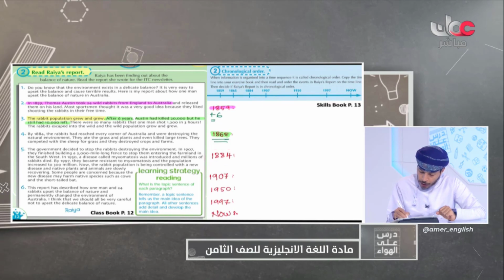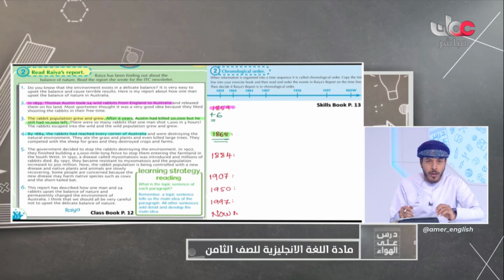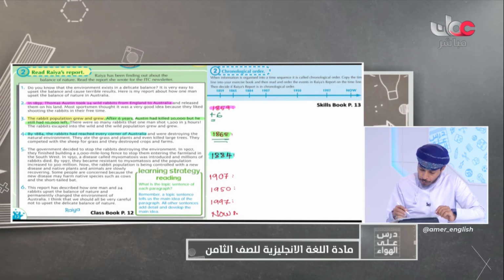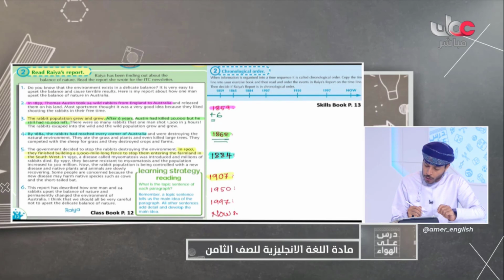So what happened in 1884? As you can see, the rabbits had reached every corner of Australia and were destroying the natural environment. So this is what happened in 1884. Good, guys. And again in yellow we have 1907. What happened in 1907? They finished building a 2,000-mile long fence to stop them entering the farmland in the southwest. So this is what happened in 1907.